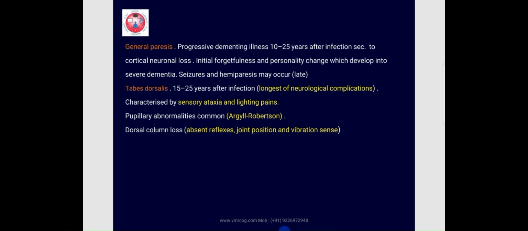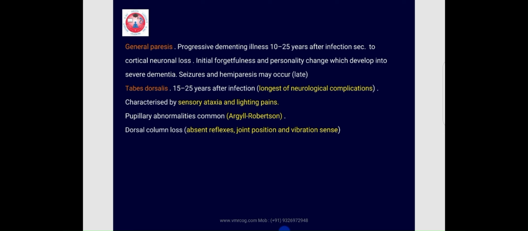Now, the last presentation in neurological manifestation is Tabes dorsalis. Generally, it happens around 15 to 25 years after the infection. That is the longest of the neurological complications, and it is characterized by sensory ataxia and lightning pains. Pupillary abnormalities are common. A typical Argyll-Robertson pupil, where the accommodation reflex is present but the light reflex is absent. So you have an Argyll-Robertson pupil, and the joint position and vibration sense is lost, reflexes are absent. This is because of the affection of the dorsal column of the spinal cord.